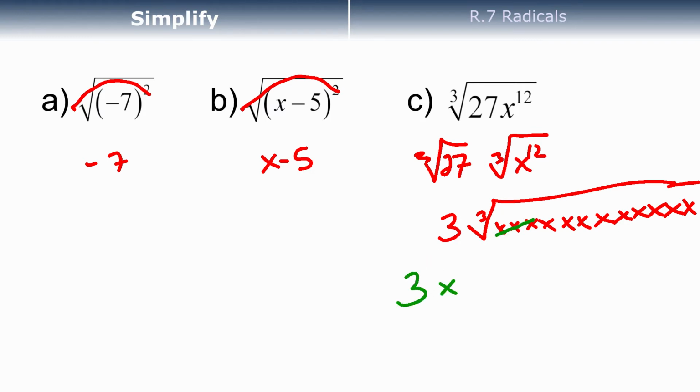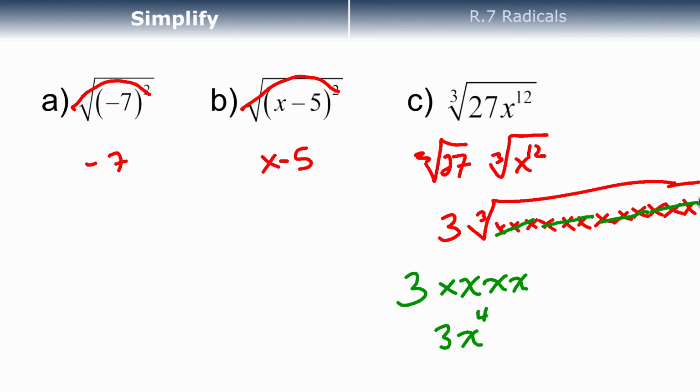There's already 3 out there. Another 3, I bring another one out, so that would be x. Another 3, another x. Last 3, another x. And then I've taken all the x's out, so there's nothing left in the square root. So my answer is just going to be 3 times these 4 x's, or 3x to the 4th.